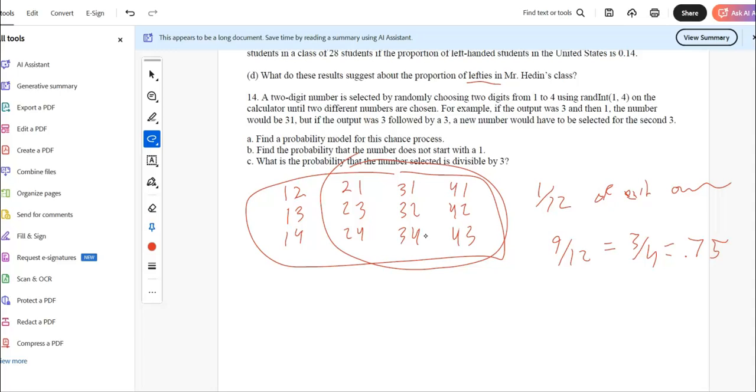What is the probability of the number selected being divisible by 3? So 12 is divisible by 3, 21 is divisible by 3, 32 is not divisible. Sorry, it took me a second to think that through. 24 is divisible by 3. Yeah, I missed that one earlier. Then 41, 42. If you add up the digits and get a multiple of 3, it's divisible. So I think it's 4 out of 12, which is 1/3.